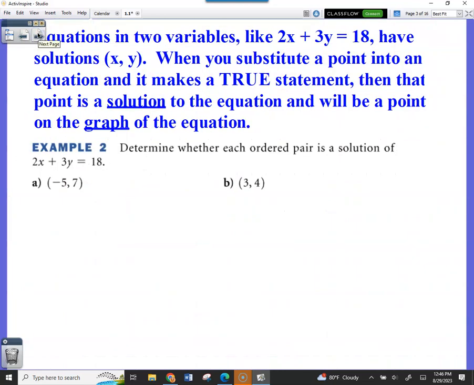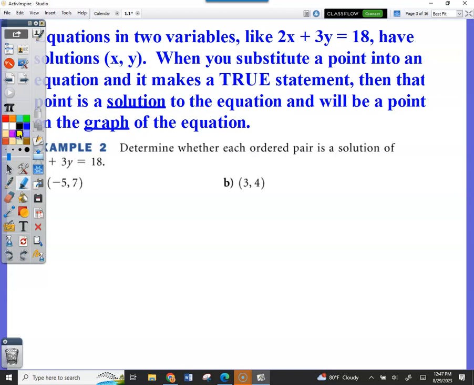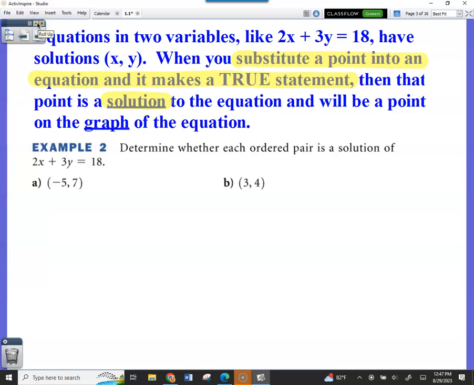Equations in two variables, like 2x plus 3y equals 18, have solutions of the form (x, y). How do you know it's a solution? Well, if you substitute the point into the equation and it makes a true statement, then that means it was a solution.